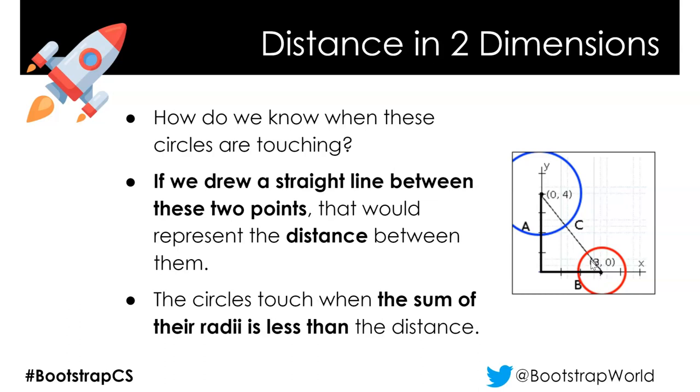Well, when do they touch? Here's the radius of red. Here's the radius of blue. They touch when their sum, this little red radius plus the blue radius, is less than the distance. So if we knew the distance between the center of the blue circle and the center of the red circle, so we know length C, and we know, or can figure out, the length of the blue radius and the length of the red radius, when those are equal, then they're touching. When they are a little less, then they've collided.